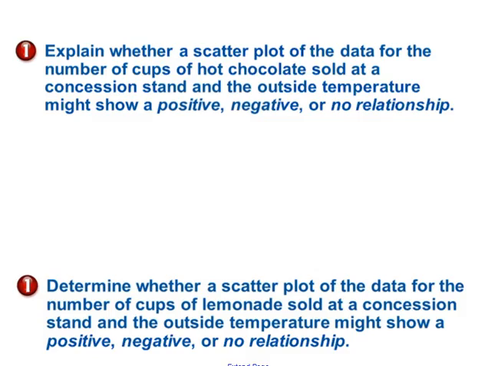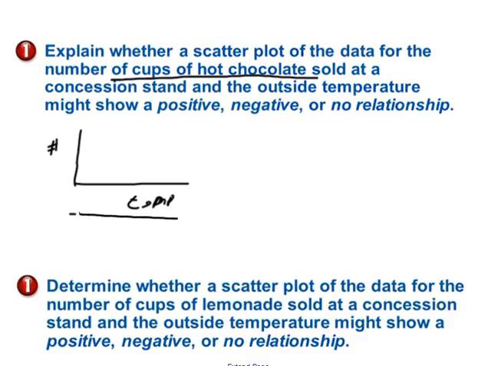We're not actually going to graph these. Explain whether a scatter plot for the data, the number of cups of hot chocolate sold at a concession stand and the outside temperature, might show a positive, a negative, or no relationship. Well, this is temperature across the bottom, and this is the number of cups sold. I would expect that as the temperature gets higher, the number of cups would go down, which would indicate a downward slope like that, or a negative relationship.